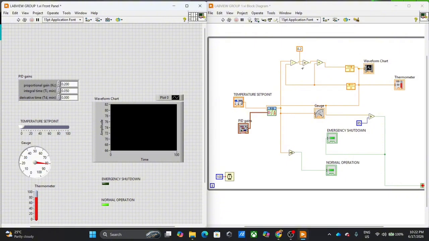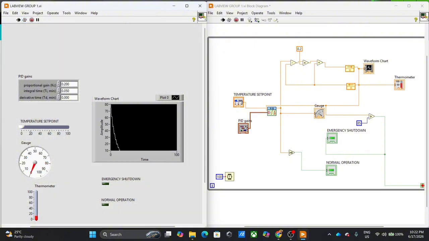And the block diagram, as we can see right here, has a mathematical method for the waveform chart. We have subtract, multiply, and add to the feedback. So we want to test the simulation. We click right here. Okay, as you can see, the temperature set point is falling down because before this we were already testing the simulation. So I will increase the set point.